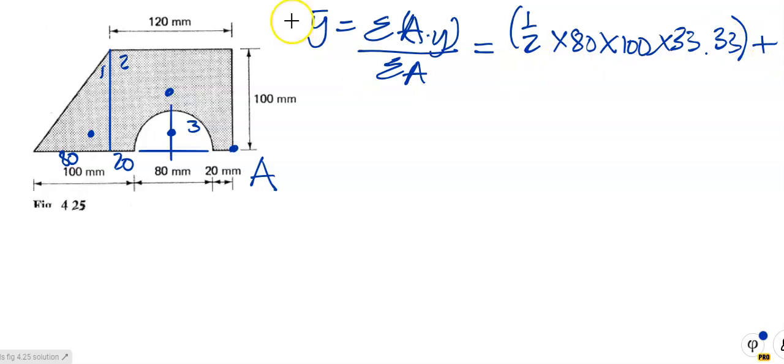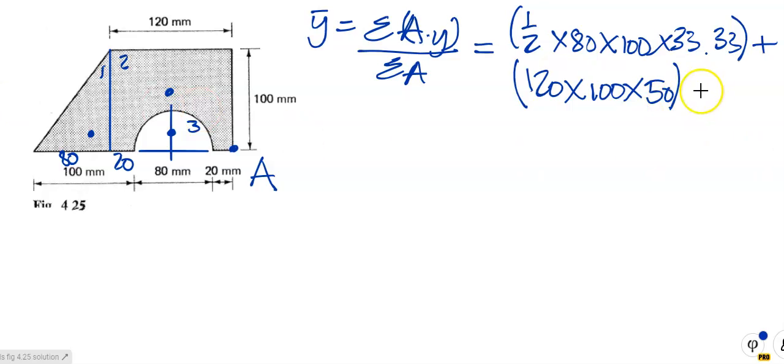plus. Why is it plus? Because it's the sum of. Right. Element 2, its area is 120 times 100. What's y? Y is the distance from the centroid to that line we're taking moments of area about. You chose it as A. That will be 50. Why is it 50? Because from the table, it's half the distance. And when we have a cut out, it's minus. Very important, minus.